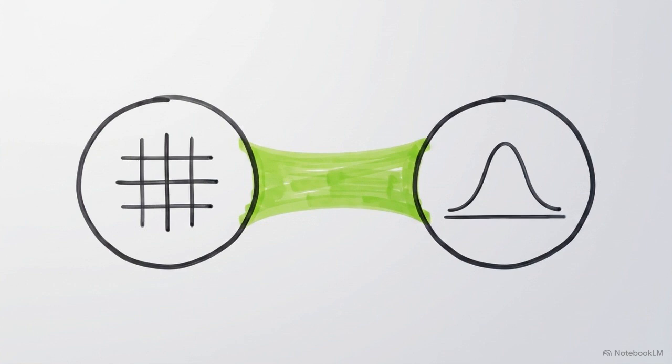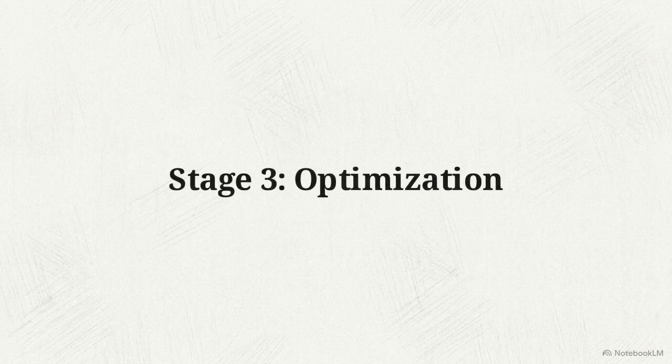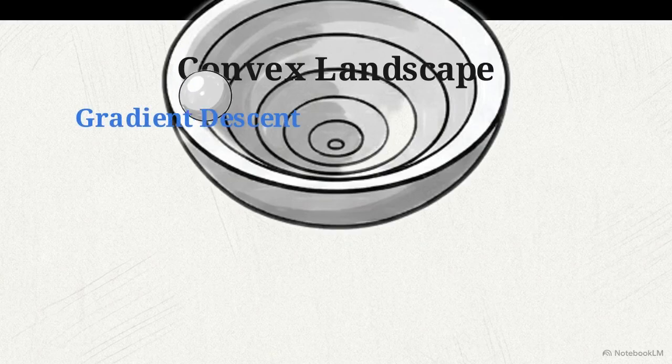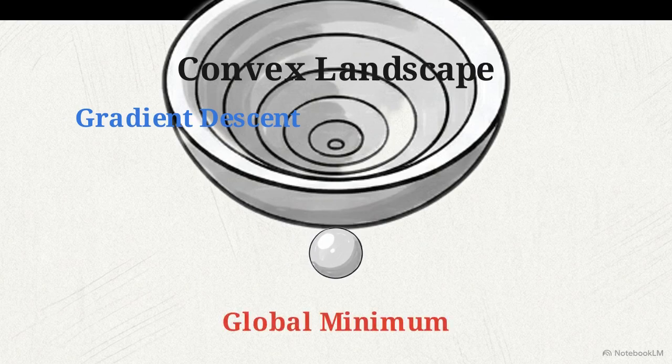Properly pairing the target encoding with the correct loss function ensures the model can find a valid mathematical path to learn from its mistakes. That smooth downward path leads to the third stage, optimization. In simple models like linear or logistic regression, loss functions create a convex landscape. Gradient descent locates the single global minimum by following the slope until the ball rests at the absolute bottom center.